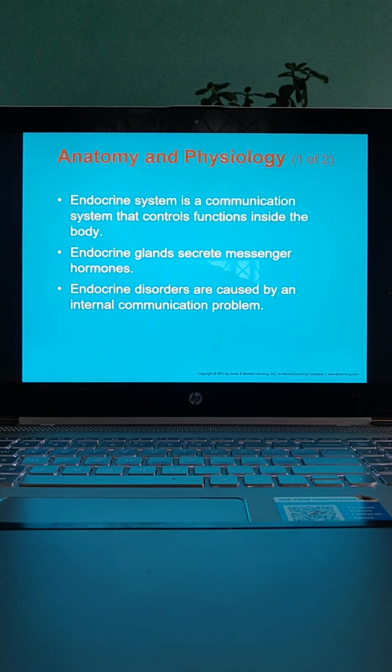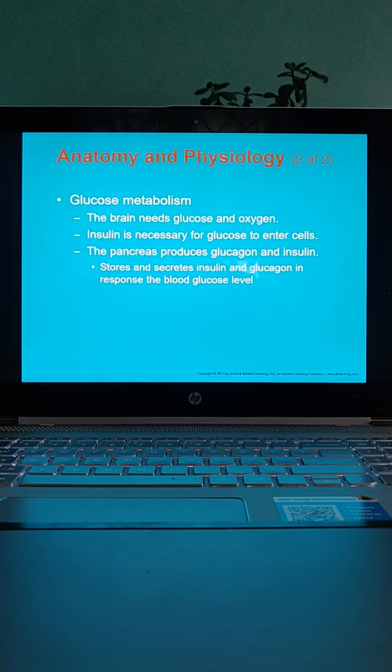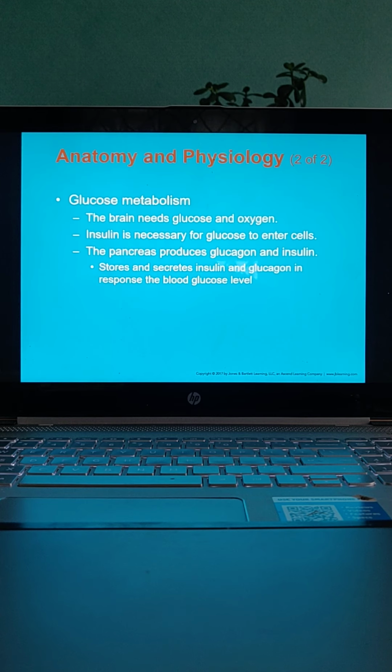And the endocrine disorders can cause internal communication problems. Glucose metabolism. The brain needs glucose and oxygen. Insulin is necessary for glucose to enter the cells.